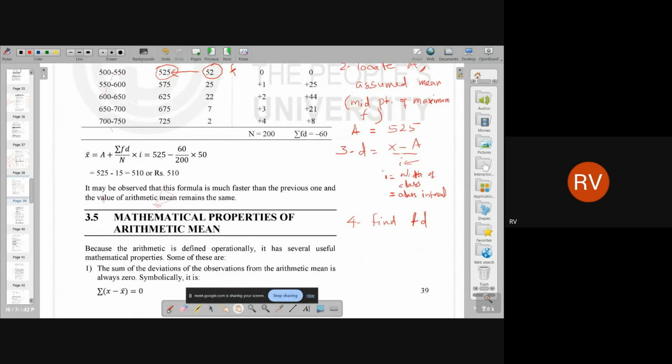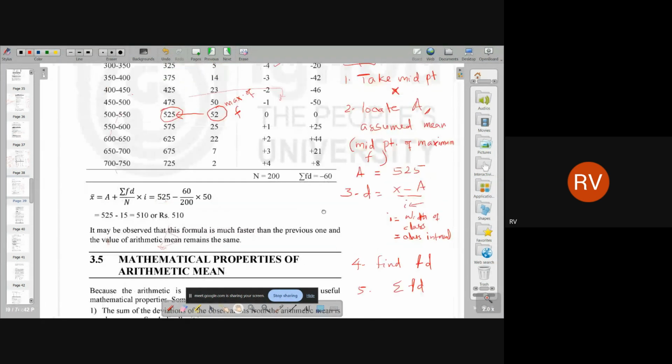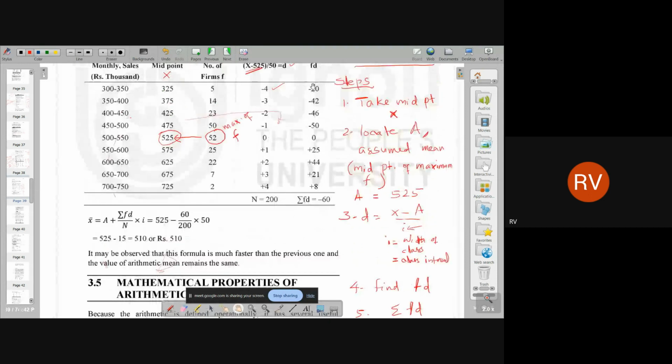Then the fifth step is to find sigma fd. The fd values are minus 20, minus 42, minus 46, minus 50, etc., plus 8. That is minus 60.